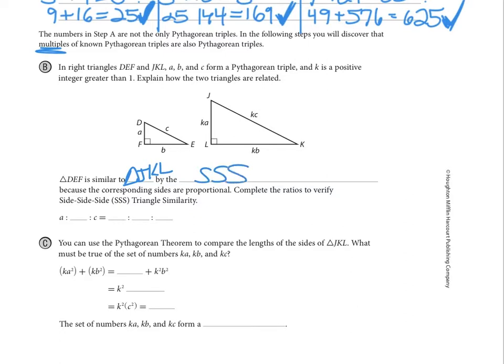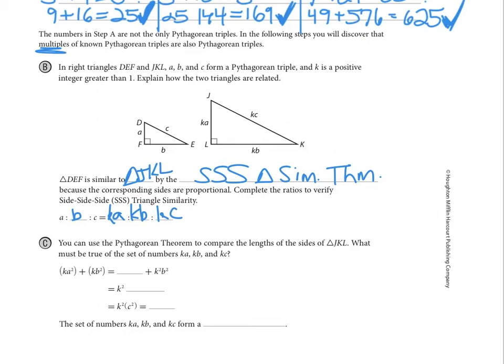The side triangle similarity theorem is going to come into play. All the sides have just been scaled by a value of k, some sort of unknown positive integer k. And because the corresponding sides are proportional, we could say that a to b to c would be the same as the ratio ka to kb to kc.